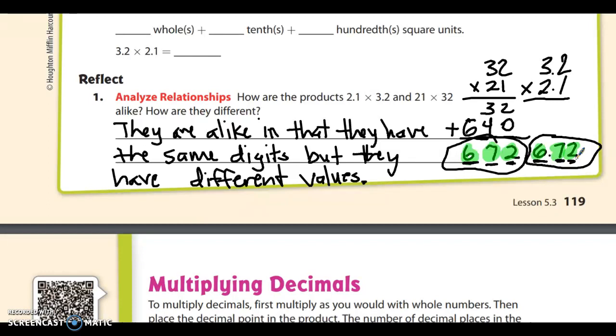So they're alike in that they're the same digits, but they're different in that they have different values. Alright, good job. You're done with page 119.